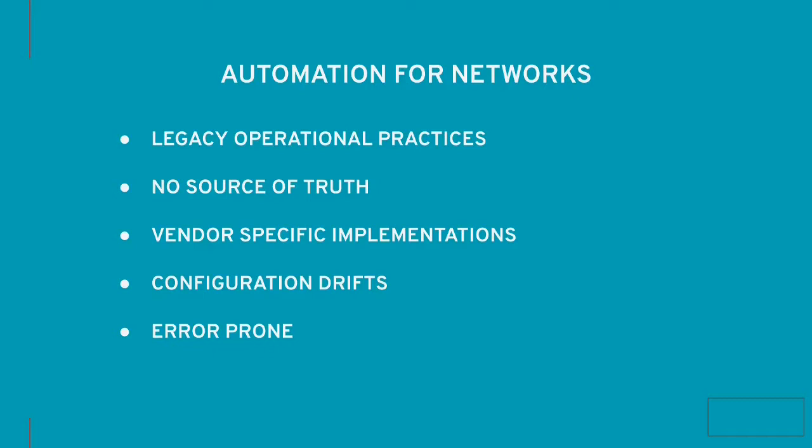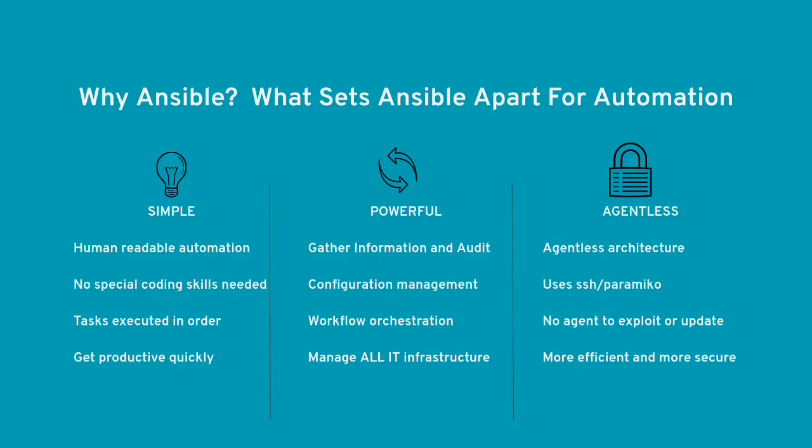So yeah, let's move on to next slide and let's see what we have there. Okay, so why Ansible? So what sets Ansible apart for automation or network automation in our case? So first thing is it's really simple. Some people call it human readable automation, and you don't require any special coding skills. So all you need to know is how to write playbooks, which you will be writing in YAML, and that is quite close to what we have in English language here.